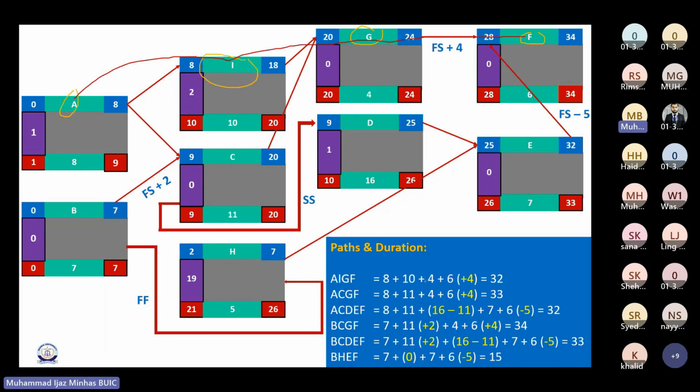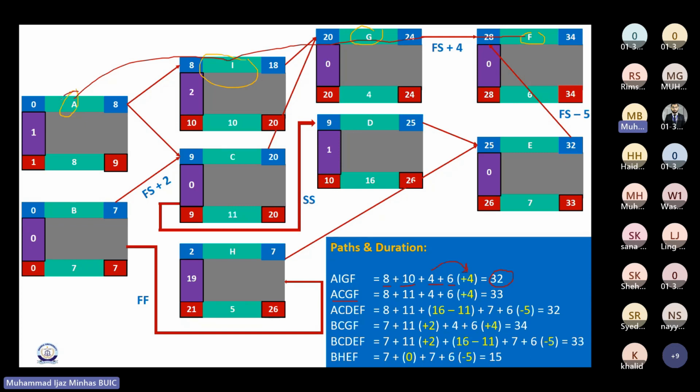So how to calculate its duration? 8, this is simple, followed by 10 days for I, 4 days for G. However, for F we have 6 days duration, but between G and F there's a lag of 4 days. So that delay would be added here, correct? Yes, sir. This path would have a duration of 32 days. Now, what about the next one, A, C, G, F?